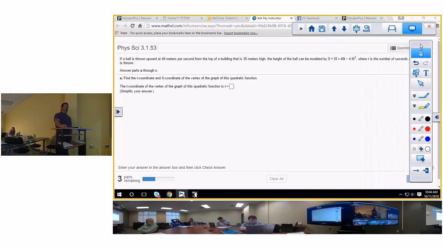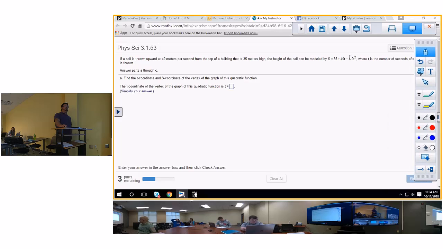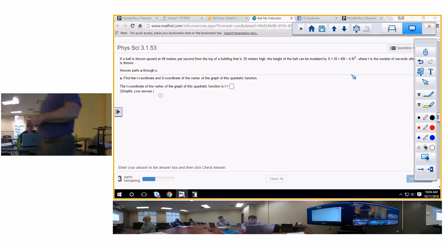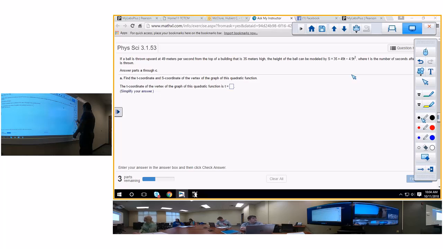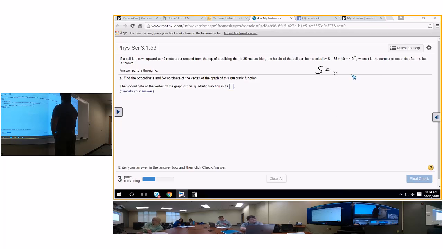You're going to see this on any type of standardized test. First thing you do is put it in order. You go ahead and write that down. Nobody ever writes an equation like that. I don't know why these books do that, but nobody ever writes a quadratic equation like this. So first of all, you rewrite it. S is equal to negative 4.9t squared plus 49t plus 35.